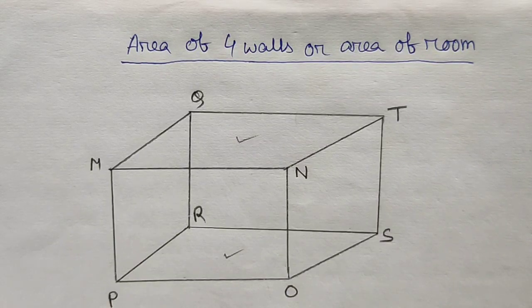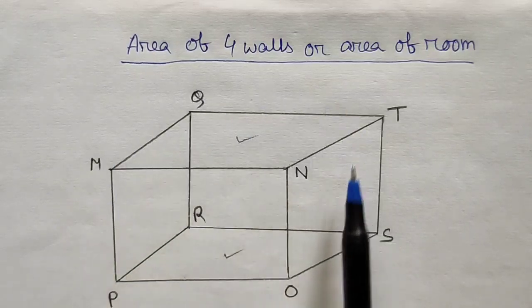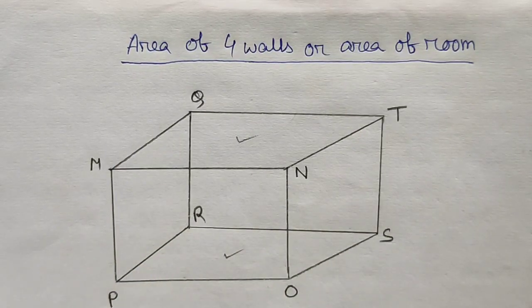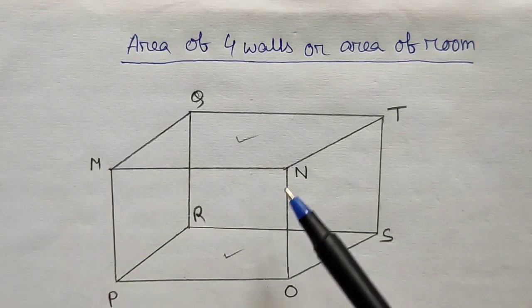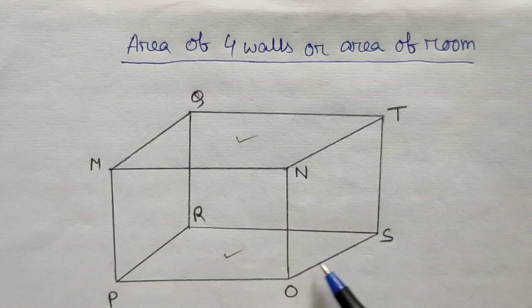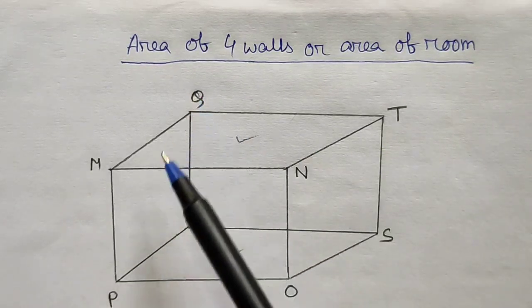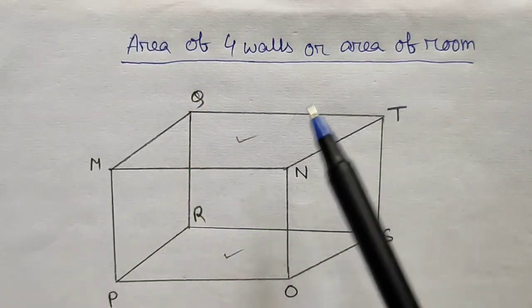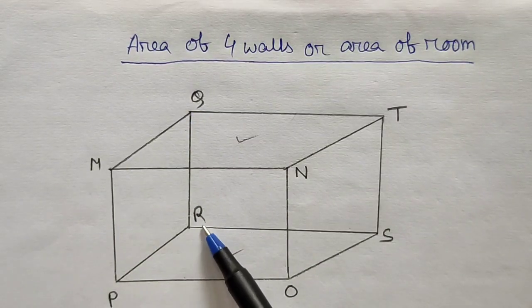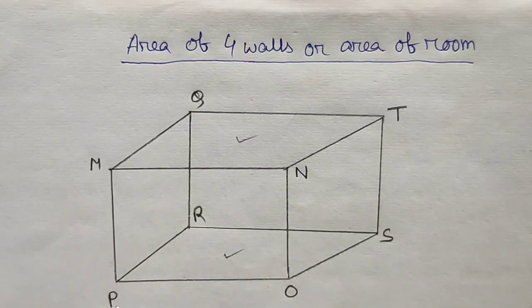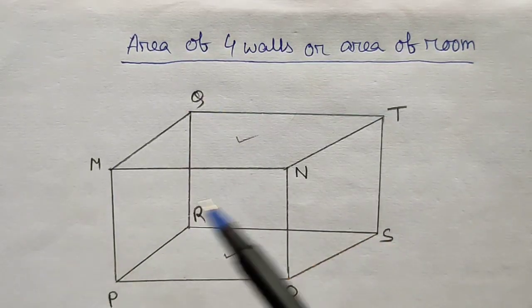Now this shape is also a cuboid. This is also in the shape of a room. This is the first rectangular face, suppose MNOP. This is the second rectangular face, NOST. The back side is QRST. Third, fourth, and the bottom is RSOP, and the ceiling is QMNT.